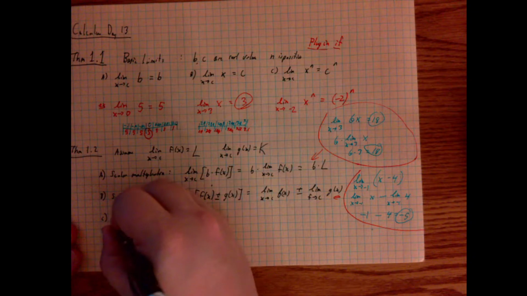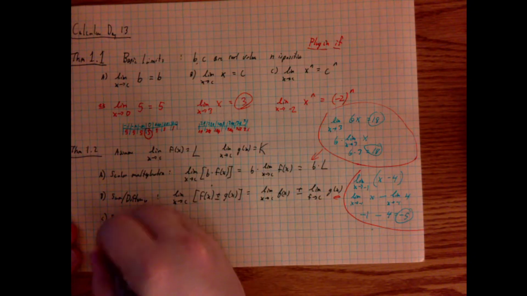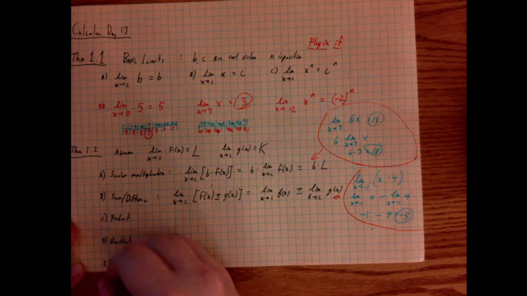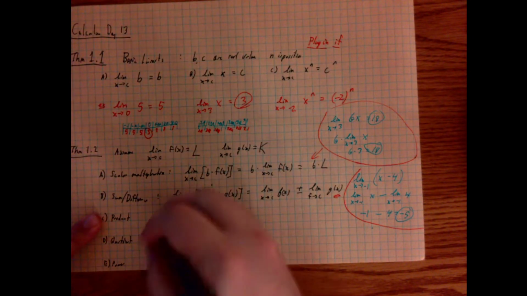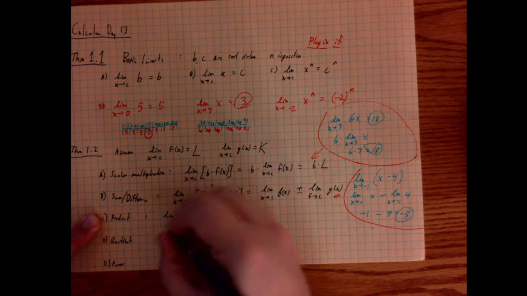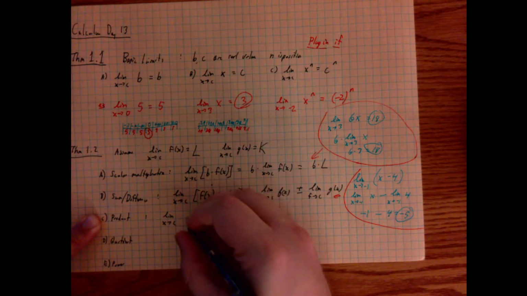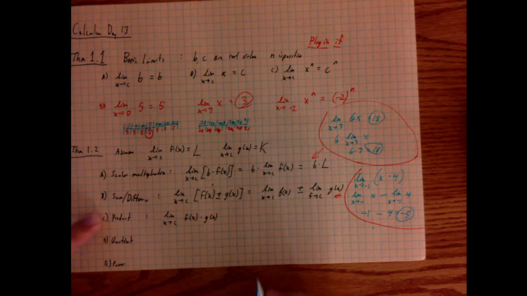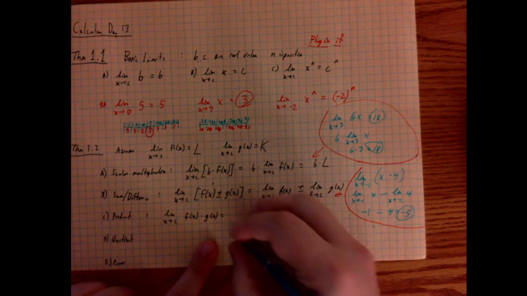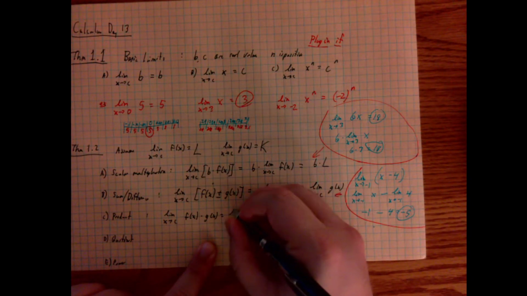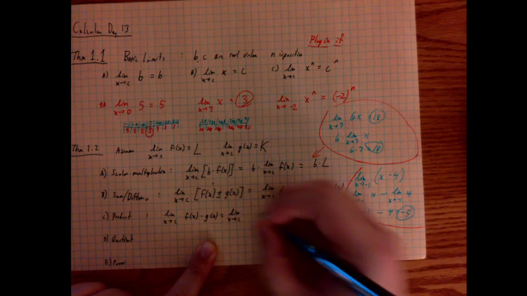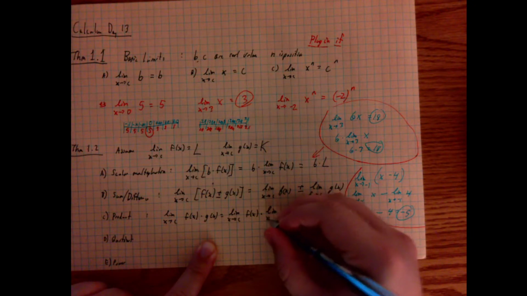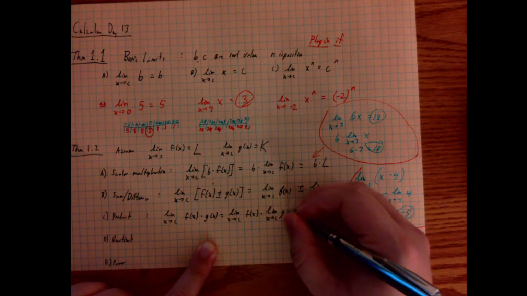Okay, we have two more here that are really similar. We have the product and the quotient. And then the last one is the power. Okay, the product. If you have the limit as x approaches c of f of x times g of x, you can view this as two separate limits, times the limit as x approaches c of g of x.